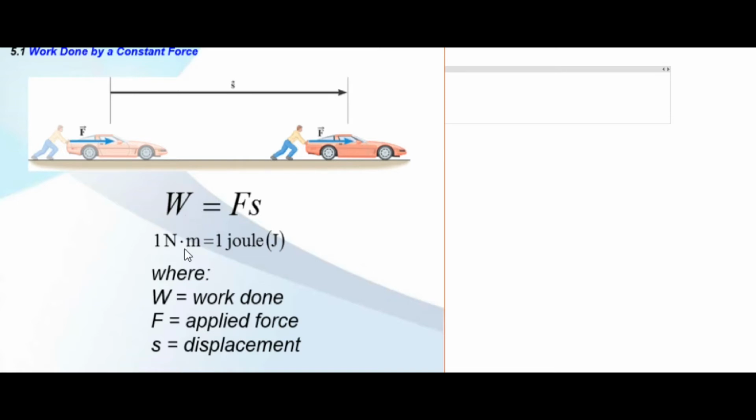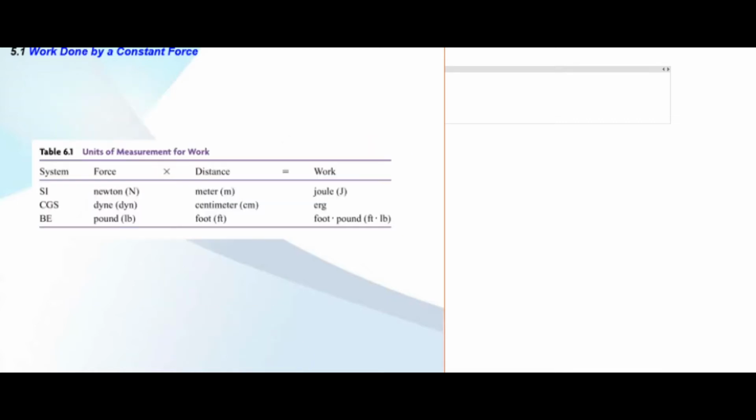So the unit of work is the joule. It is 1 Newton meter. It means that 1 joule of work is done if we apply a 1 Newton force and move a 1 meter displacement. Now, the units of measurement for work: for the International System, it is joule or Newton meter. For CGS, it is erg. Then for British, it is foot-pound.